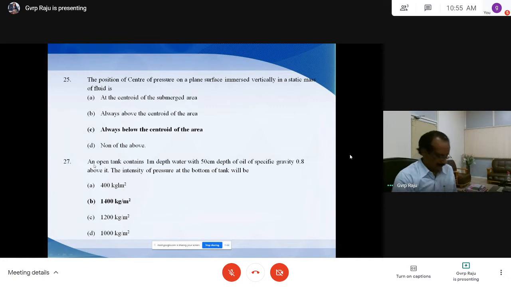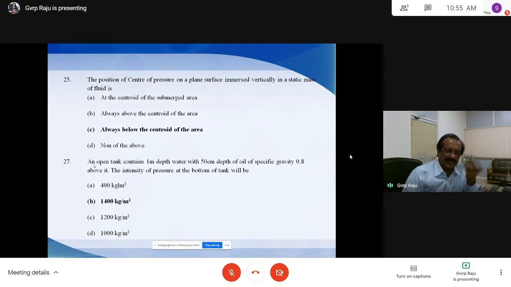27. An open tank contains 1 meter depth of water and 50 centimeter depth of oil of specific gravity 0.8 above it. So open tank, below 1 meter depth of water, above 50 centimeter depth of oil. The intensity of pressure at the bottom of the tank.